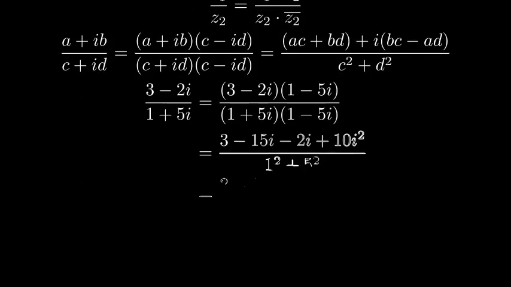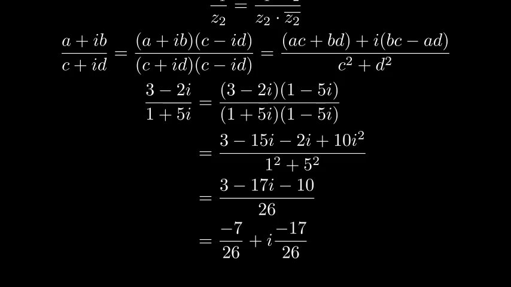For example, if we divide 3 - 2i by 1 + 5i, we first multiply both the numerator and denominator by the conjugate of the denominator, which is 1 - 5i. This gives us the fraction with numerator (3 - 2i)(1 - 5i), and denominator (1 + 5i)(1 - 5i). After simplifying, we get -7/26 + i(-17/26).